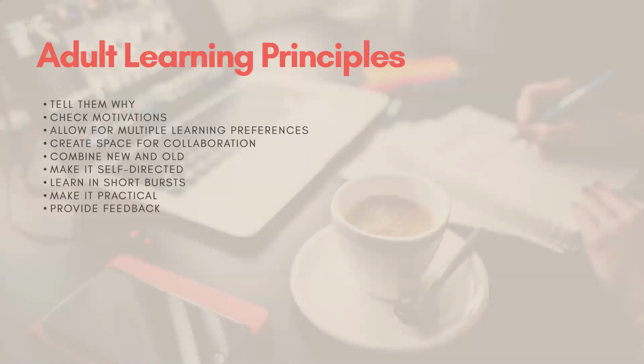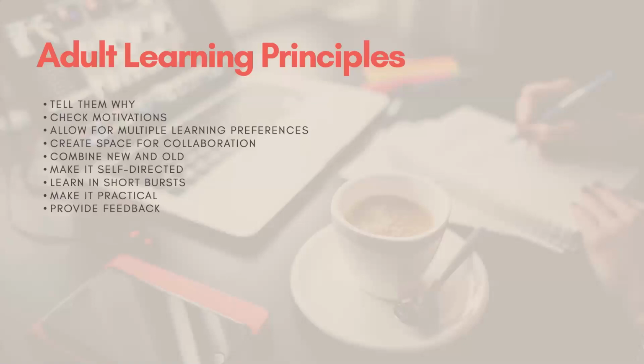Next, allow for multiple learning preferences. Adults have preferences in the way that they learn. Some prefer to learn by doing, which is a kinesthetic style. Others prefer to learn by observing, which is a visual style. And others prefer learning by listening, which is an auditory style. Try to include these different elements, these different learning preferences, into your training.